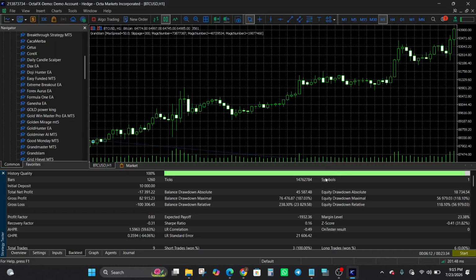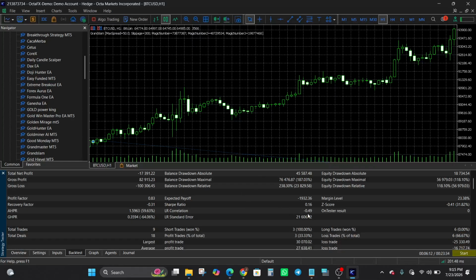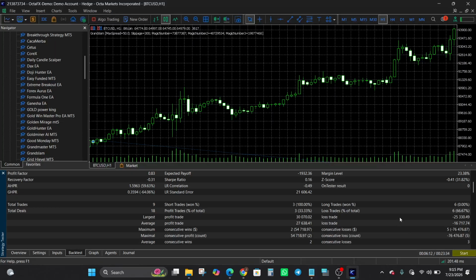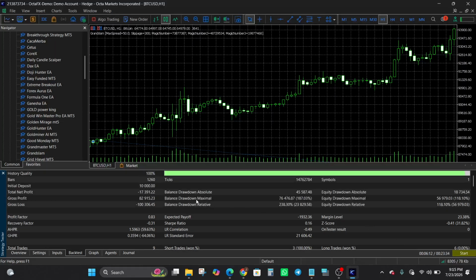So the report also shows that only 3 of the 9 completed trades were profitable, while 6 ended as losing trades. At the same time, the winning trades were individually much larger than some of the losing trades, which reflects the type of recovery behavior that can sometimes be seen with martingale style systems. Even so, the overall historical performance remained negative by the end of this particular test.